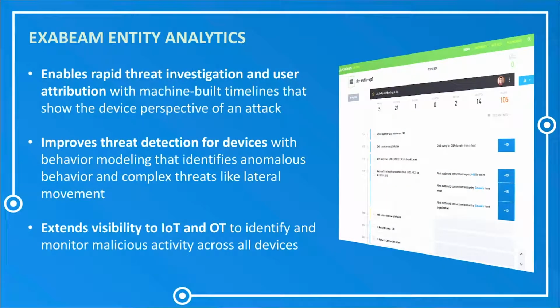To summarize, Exabeam Entity Analytics enables rapid threat investigation and user attribution with machine-built timelines that show the device perspective of an attack. It improves threat detection for devices with behavior modeling that identifies anomalous behavior and complex threats like lateral movement. It extends visibility to IoT and OT to identify and monitor malicious activity across all devices.